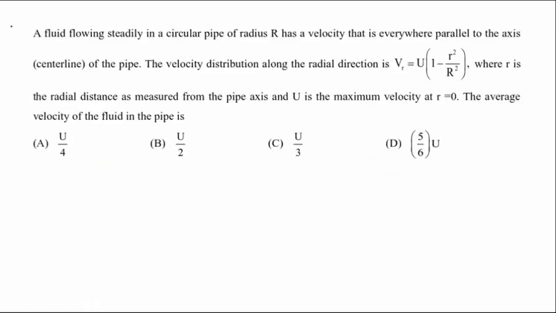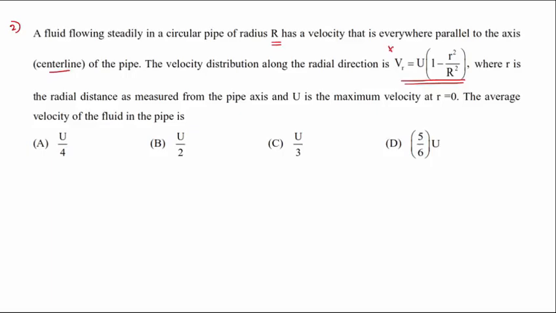Second question from the same set. A fluid flowing steadily in a circular pipe of some radius R has a velocity that is everywhere parallel to the axis, that is the center line. The velocity distribution is given as radial velocity Vr at a radius of small r, the element which we are taking, as u into 1 minus r square by R square.